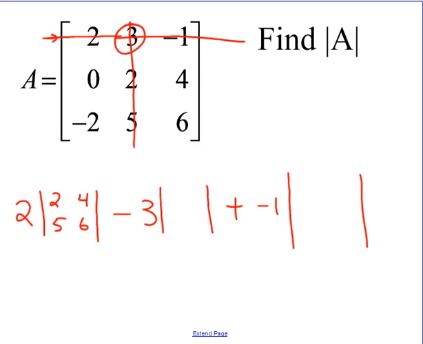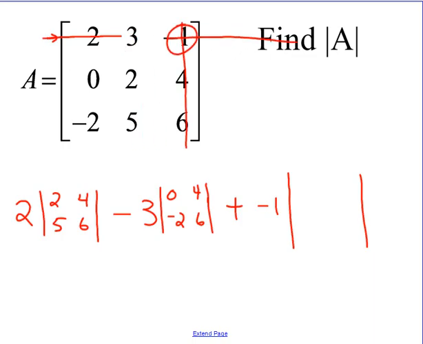I'm going to knock out its row and its column. And so the little mini matrix for that is 0, 2, 0, 4. I was getting ahead of myself. Negative 2 and 6. And then finally, for the last element in the first row, I'm knocking out its row and its column, and I'm left with the little matrix of 0, 2, negative 2, 5. It can be helpful to write it out. You can also maybe do it sort of in your head.